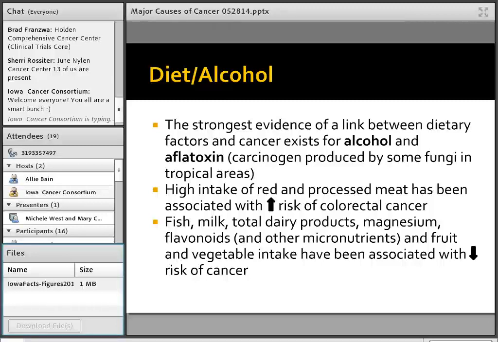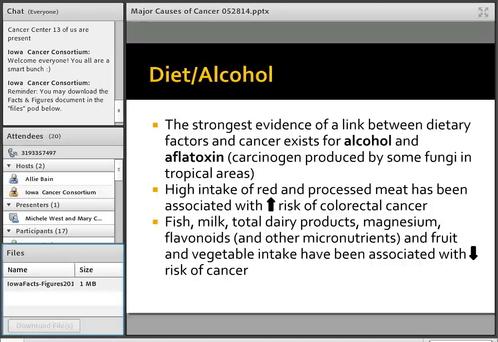And diet is an interesting factor, in terms of, we hear a lot about it. We hear what types of different foods and nutrients can increase or decrease risk of cancer. Actually, the strongest evidence of a link between dietary factors and cancer exists for alcohol, which a lot of us have heard before, with head and neck, esophageal, liver, breast, and colorectal cancers. And aflatoxin, which is a carcinogen produced by fungi in tropical areas. So I think we're probably not exposed to that one very much.